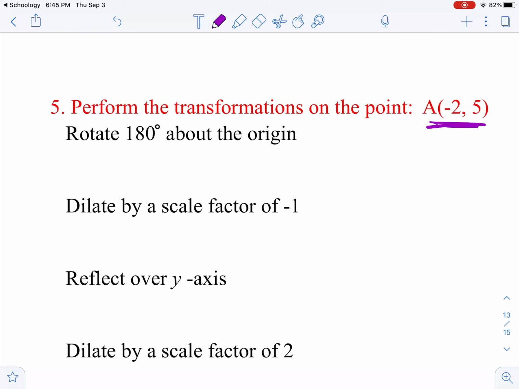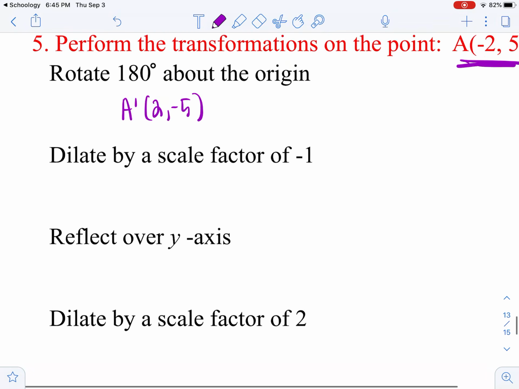First one says, rotate the point 180 degrees about the origin. So if you know your rule is x, y becomes negative x, negative y. So that means A prime is the opposite of negative 2, which is 2, the opposite of 5, which is negative 5. All right.